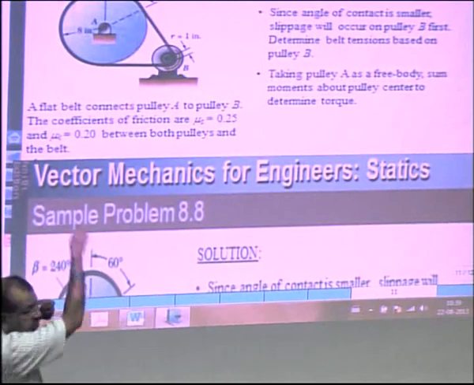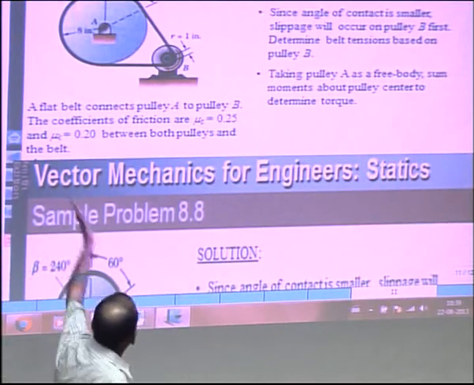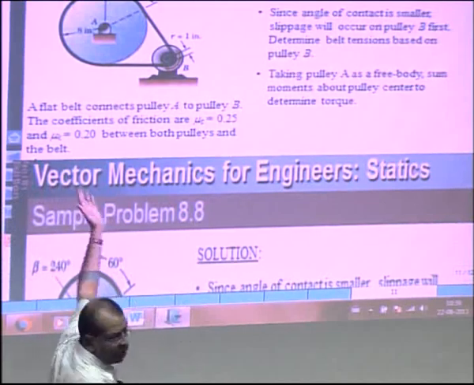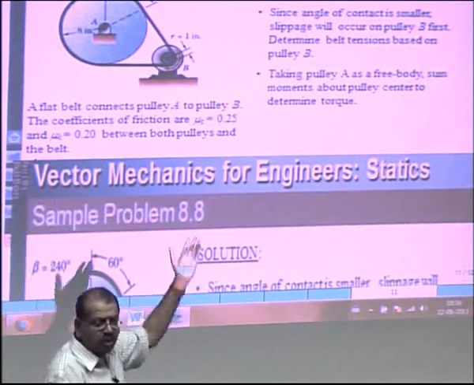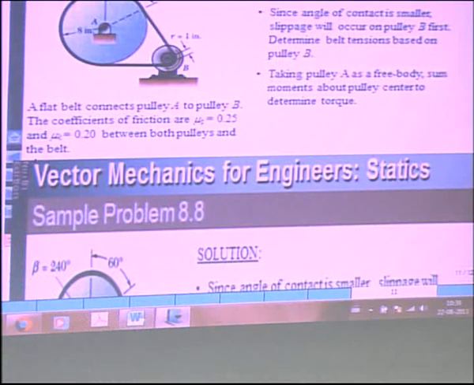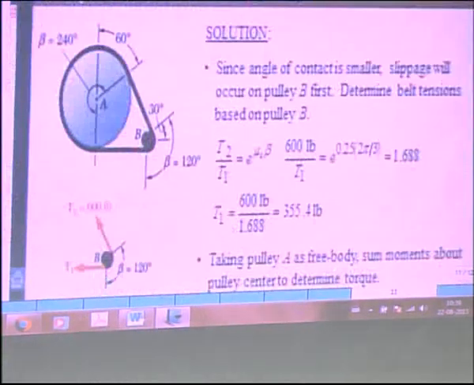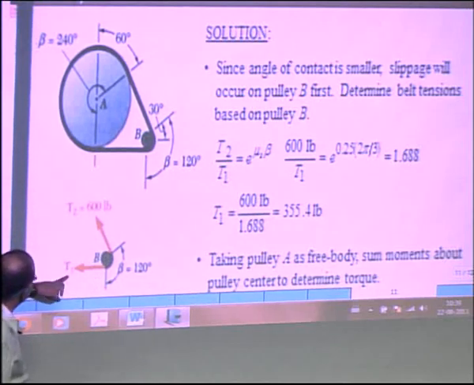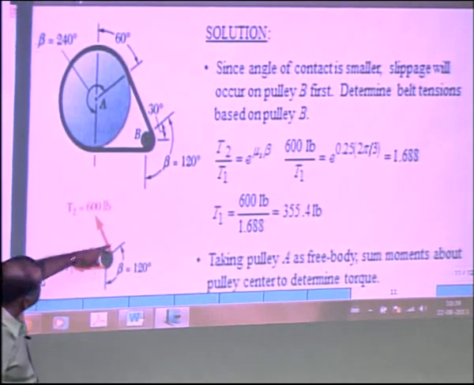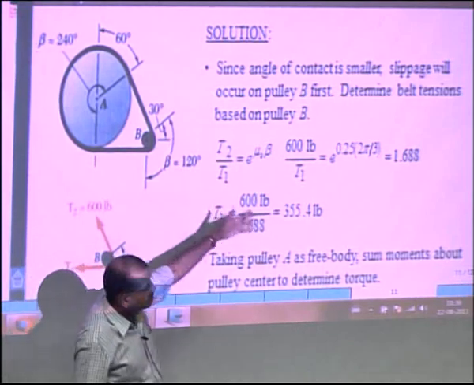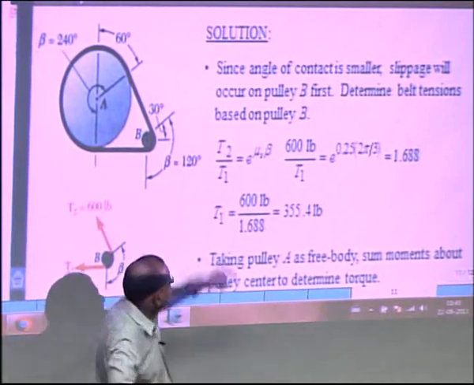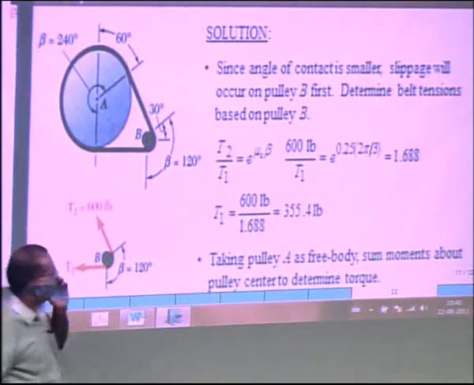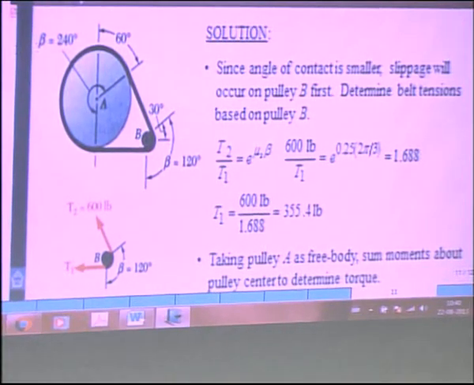It says the tension in the top part of the belt is 600 pounds, and we have to find the moment, how much is being extracted from the driven pulley. That is what the problem is. So therefore, given that this is 600 pounds, first we draw the free body diagram of this belt and we work out the value of T1. Once I work out the value of T1, as I said, to get this we look at the lesser angle, and once we have this, then we draw the free body diagram of the other pulley.